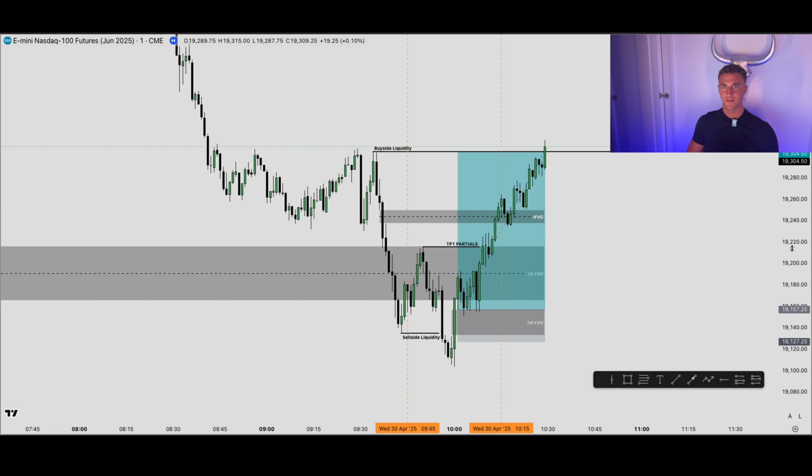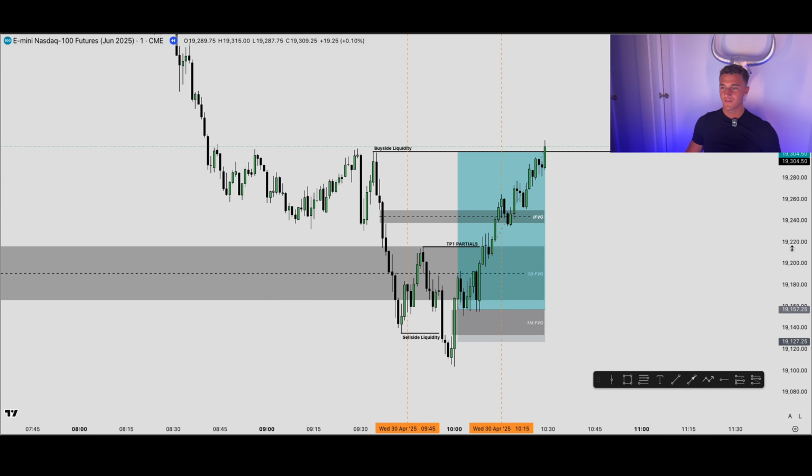So whenever we have sell side resting just a little bit above a higher time frame PD array, that is very, very high probability. So the fact that we swept sell side liquidity and we also tapped into a daily fair value gap is very high probability, right? That alone is part of the A+ criteria checklist. So definitely keep that in mind.